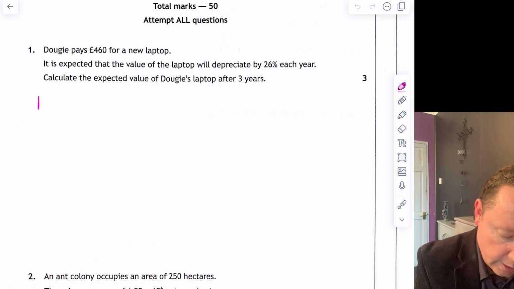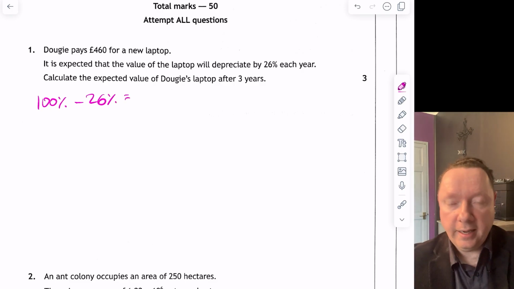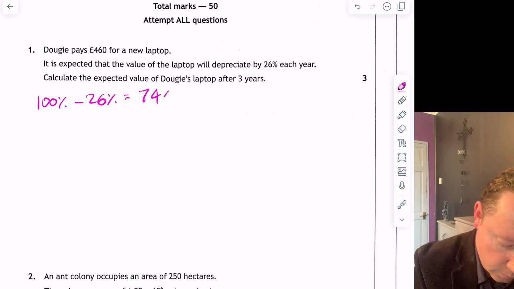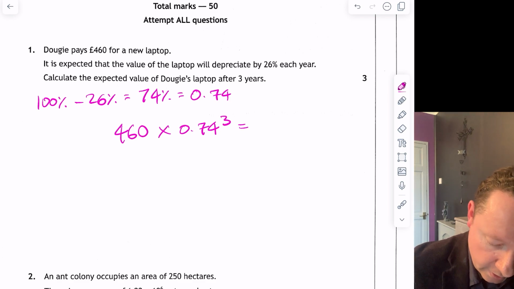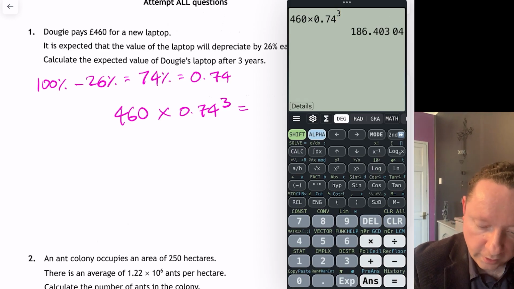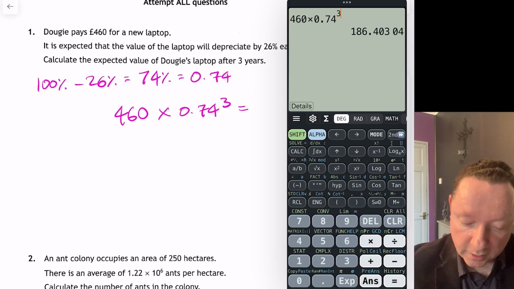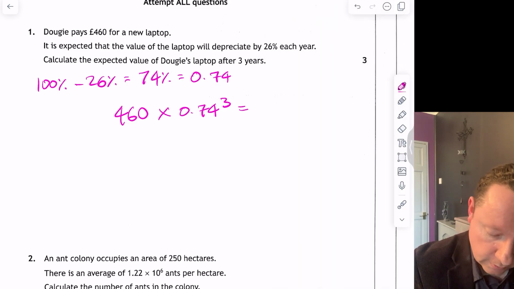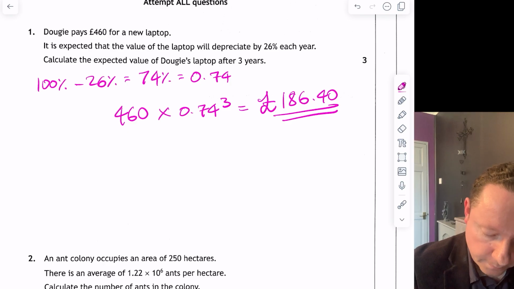So 100% minus 26% is 74%, and that is 0.74. So you just do 460 times 0.74 to the power of 3 in your calculator. And we get 186.403, but 2 decimal places for money, so £186.40. 186.40, and we're done there.